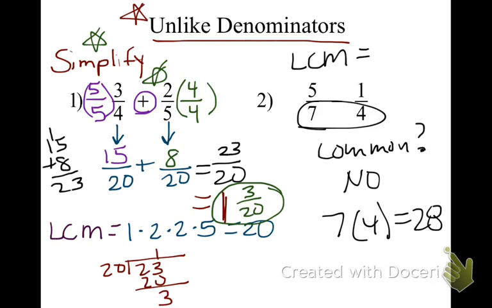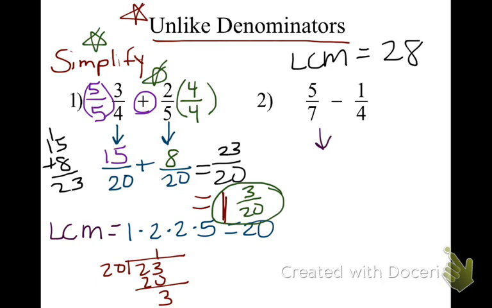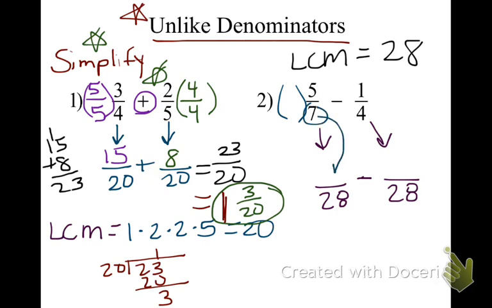The least common multiple is going to be 28. So I know that my new denominator is going to be 28. The other new denominator is going to be 28. We are subtracting, so I better have a little subtraction sign. So now, here's my question. How does 7 become 28? By multiplying it by 4.